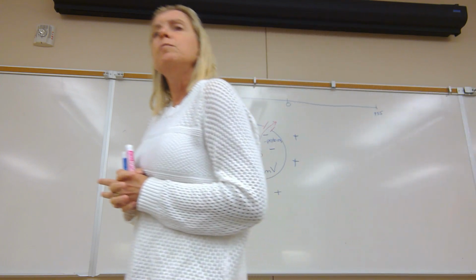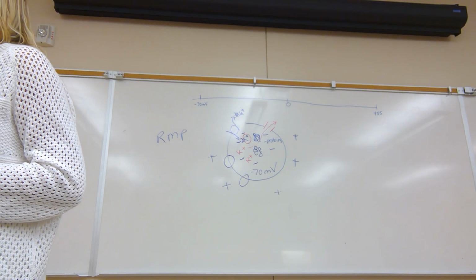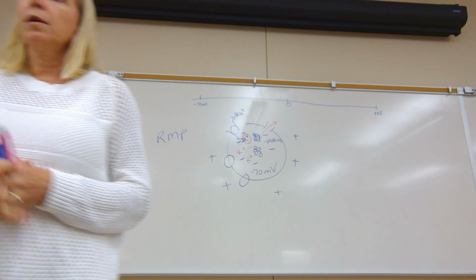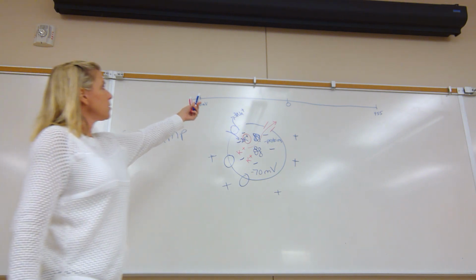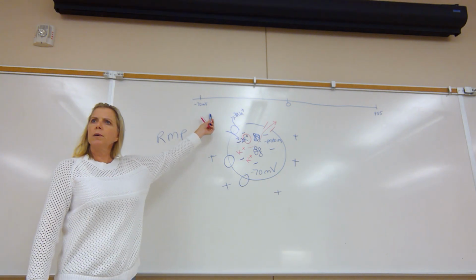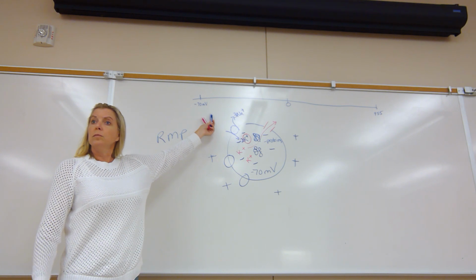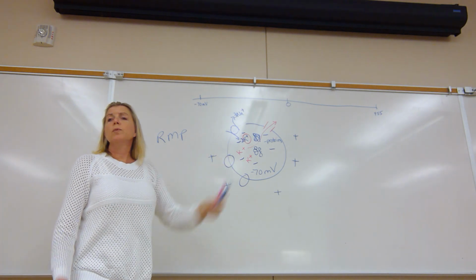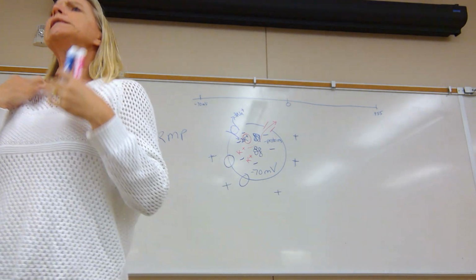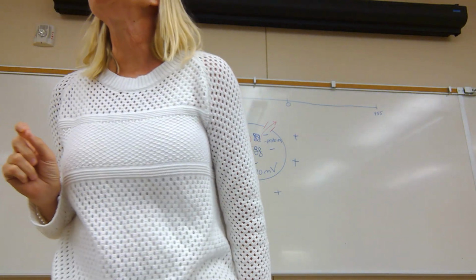Some cells have more potassium leak channels than others. And that means more opportunity for potassium. You're like, oh, I'm out of here. So can you guess what happens to their resting membrane potential? Can you guess? What'd you say, Amber? It's more negative. It is more negative.